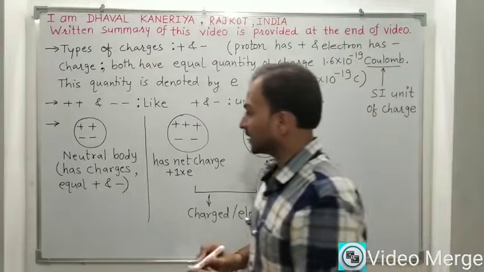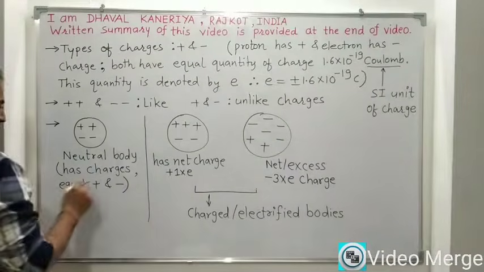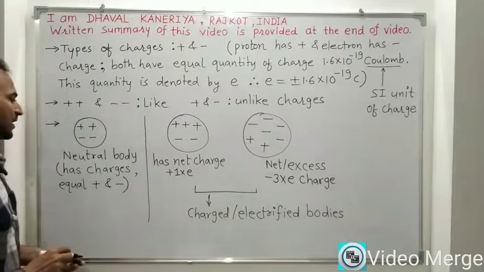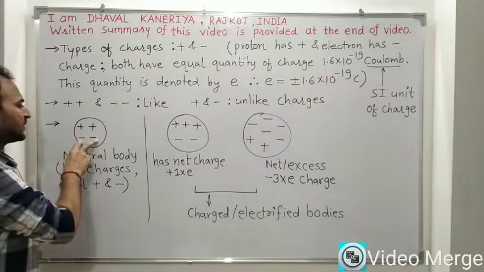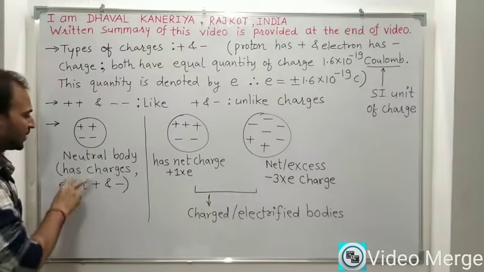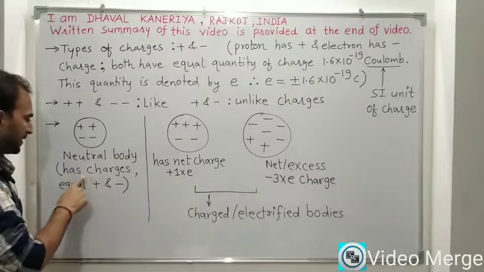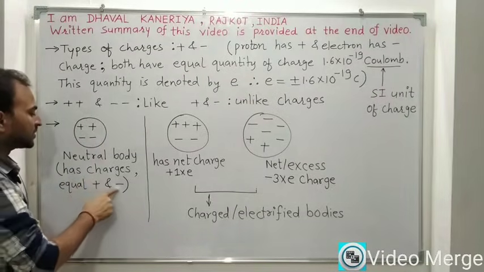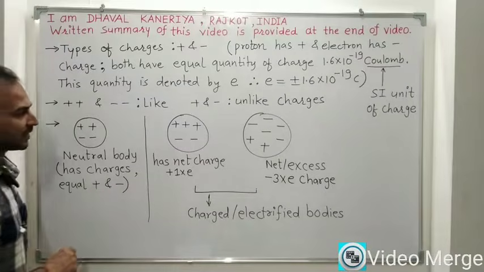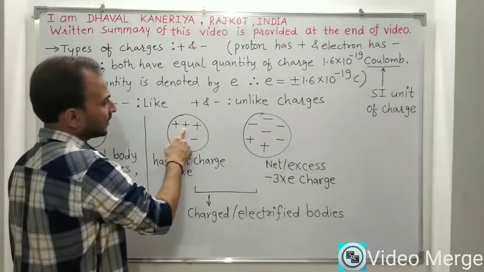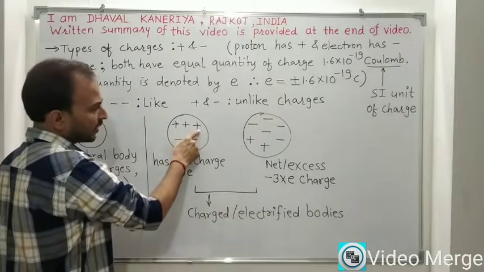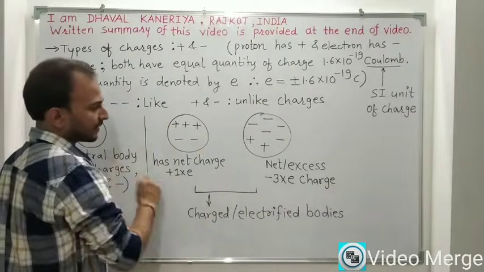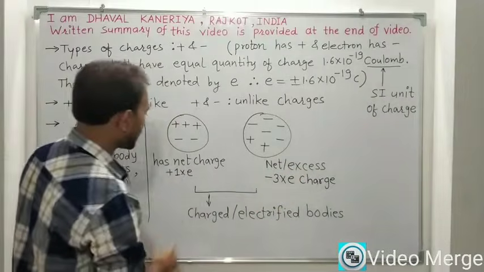Next topic is difference between the charge and net charge. Suppose a body has two positive and two negative charges. So it is called neutral body. It has equal positive and negative charges. Now this body has three positive charges but two negative charges. So one positive charge is extra, excess. It is called net charge.